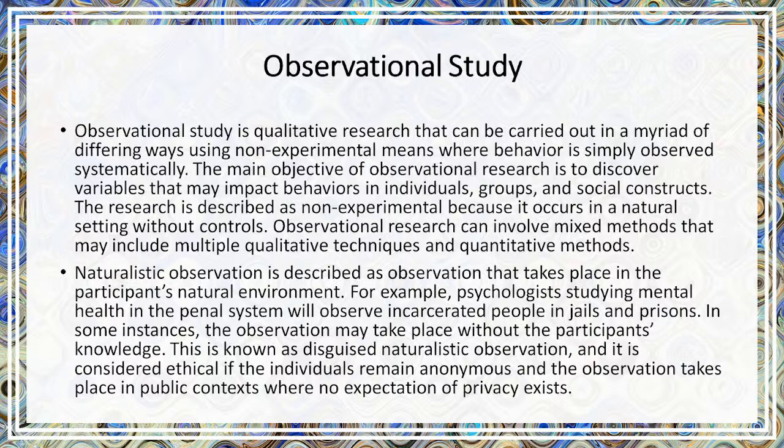Naturalistic observation is described as observation that takes place in the participant's natural environment. For example, psychologists studying mental health in the penal system will observe incarcerated people in jails and prisons. In some instances, their observation may take place without the participant's knowledge. This is known as disguised naturalistic observation, and it is considered ethical if the individual remains anonymous and the observation takes place in a public context where no expectation of privacy exists.